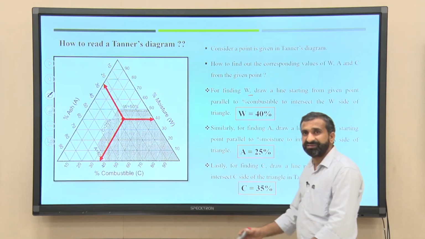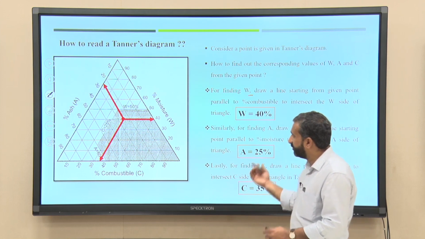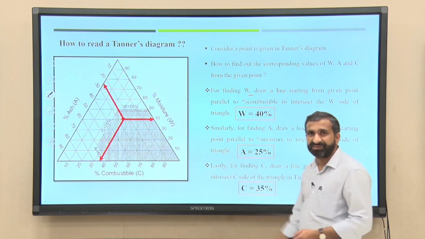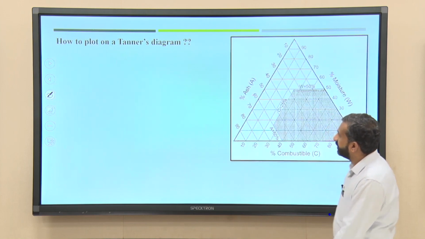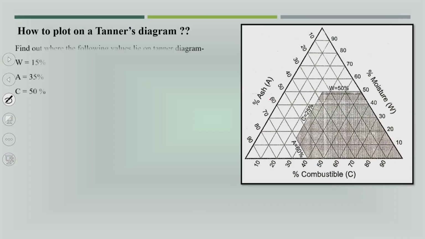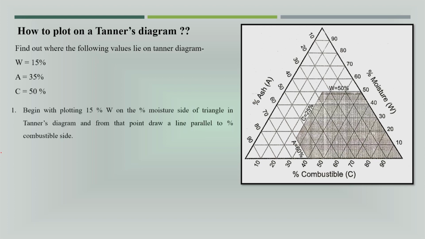Suppose some data is given. What will be the moisture content, ash content, or combustible percent of that particular waste? Now, how to plot a Tanner diagram? Suppose these values are given: moisture content W is 15%, ash content A is 35%, and C, the combustible percentage, is 50%. Now, how do we plot that particular waste characteristic into the Tanner diagram?